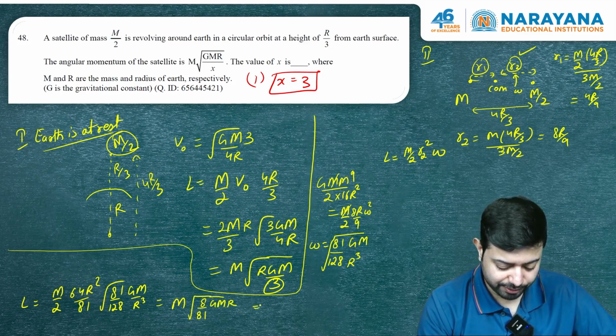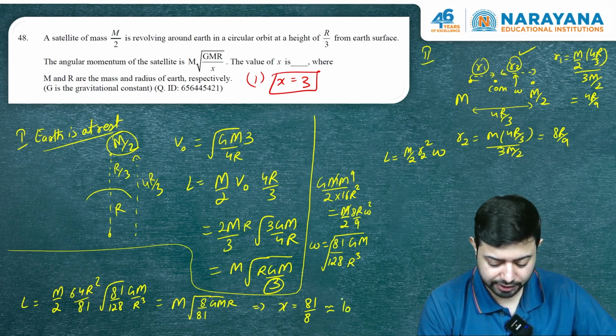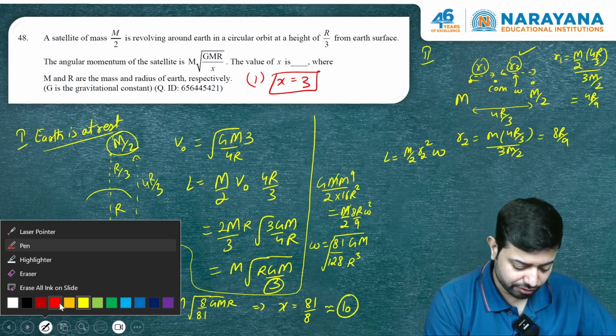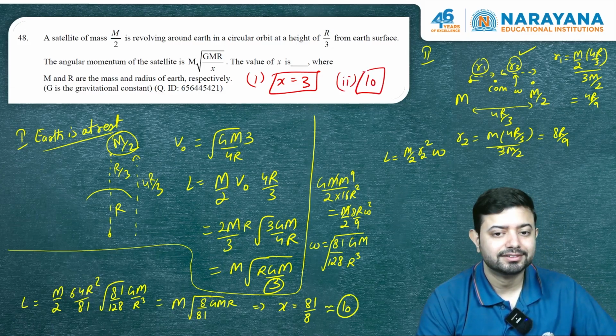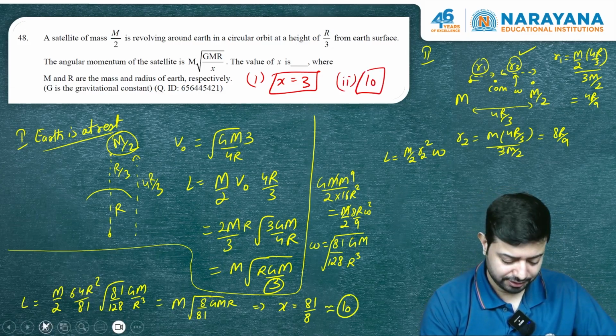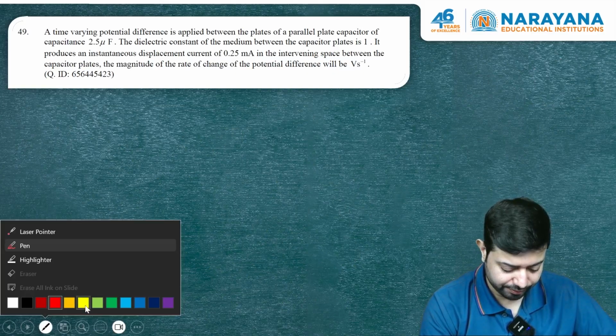So, as per this perspective, what is my x value coming? 81 by 8, which is approximately 10. So, there can be two solutions of it, right. From the second case, it is coming out to be 10. I hope it is clear, right. Let us move forward to the next question.